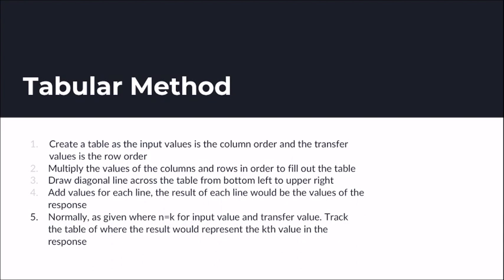The second step is multiplying the values of the columns with the values of the rows in order to fill out the table. The third one is to draw a diagonal line across the table from bottom left to upper right, so we can have a distinguished diagonal line, which will help us determine the rest of the output. And the fourth step is to add values for each line. The result of each line would be the values for the response we're going to have. And finally, the last step is usually when we're given the n equals k for the input value and the transfer value, we should track the table to see where the result would represent this k value in the response.